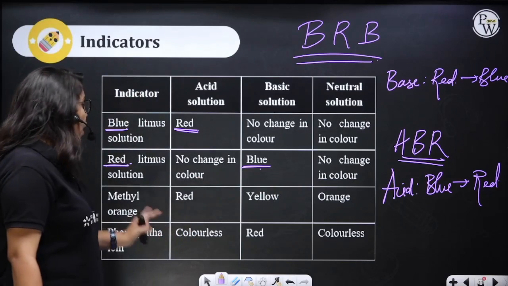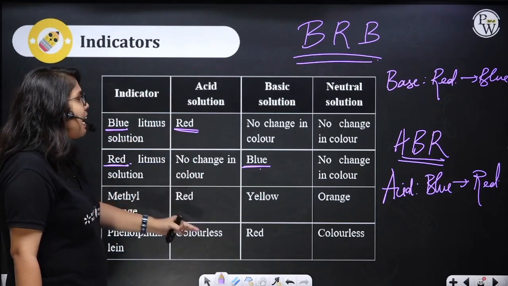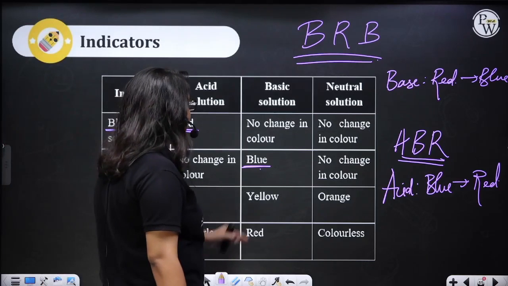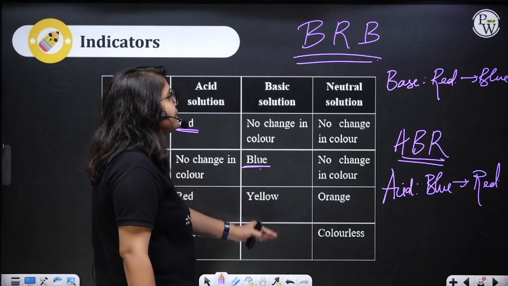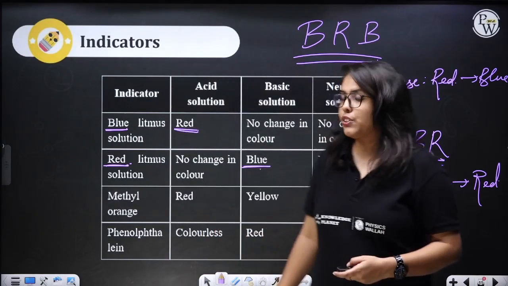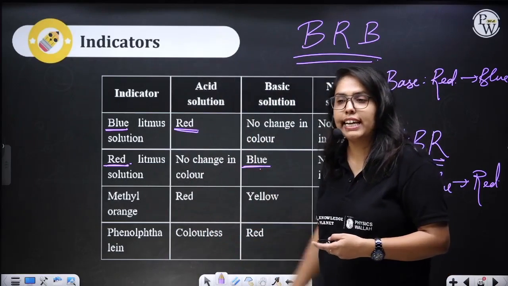Talking about phenolphthalein, there is no effect of acid. It is colorless in acidic solution. It turns red in basic solution. It is colorless in neutral solution. So this is about the indicators. I hope it is clear so far.